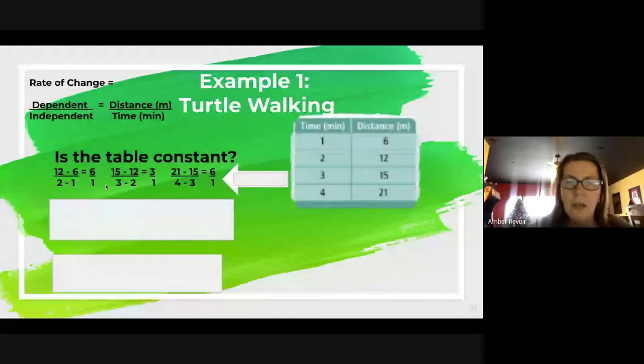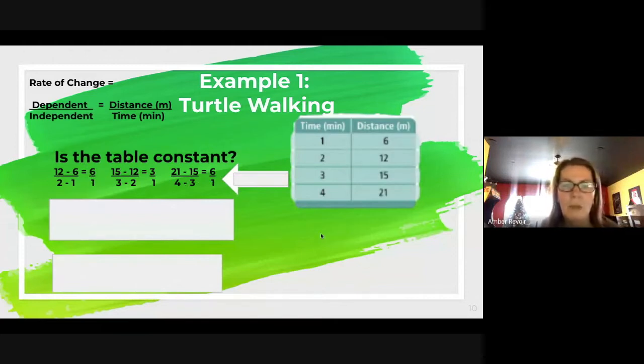And we're looking at each of these rates of change, and we're trying to decide: is the rate of change constant? Is it the same all the way through the table? So here, our rate of change is 6 over 1 or 6. The rate of change here is 3 over 1 or 3. And the rate of change here is 6 over 1 or 6.